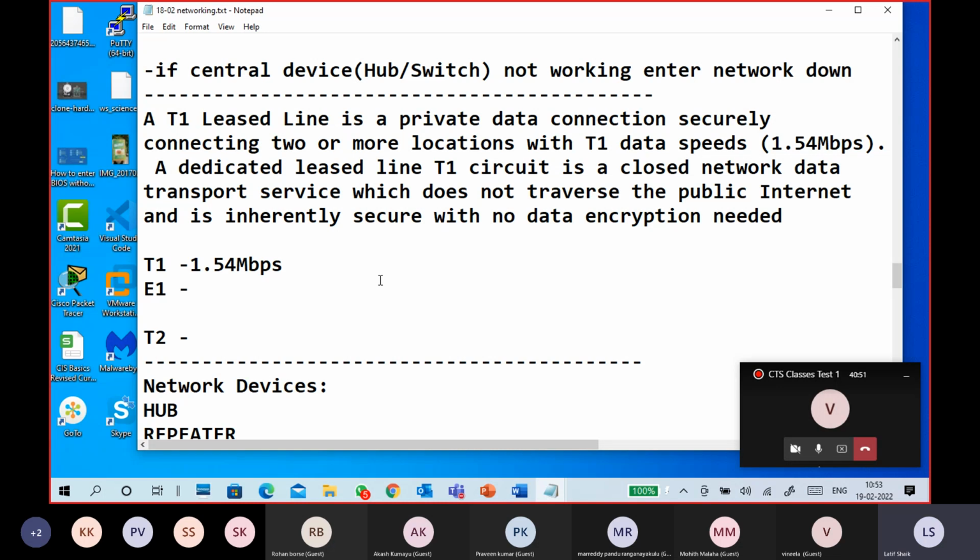T1 data speed, T1, T2, T3, E1, E2, E3 are standards. For example, I want a 10 Mbps connection, so whichever is equivalent to 10 Mbps, based on that I will get it, as a T2 or T3 or a combination of T1 and T2, like they will put it. Same lines, the bandwidth will be different.